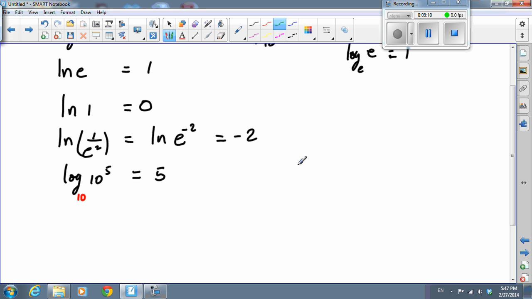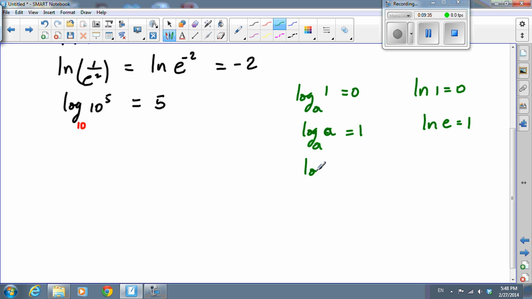Here are a few things you need to memorize. Log base a of 1 is always equal to 0. So is the natural log of 1. The log base a of a, and I've said this so many times already, when these two are identical, is equal to 1. So is the natural log of e. I can also say that the log base a of a to the power of x is equal to x. So when these two are identical, it's just the power. So is the natural log of e to the power of x. It will just be x.